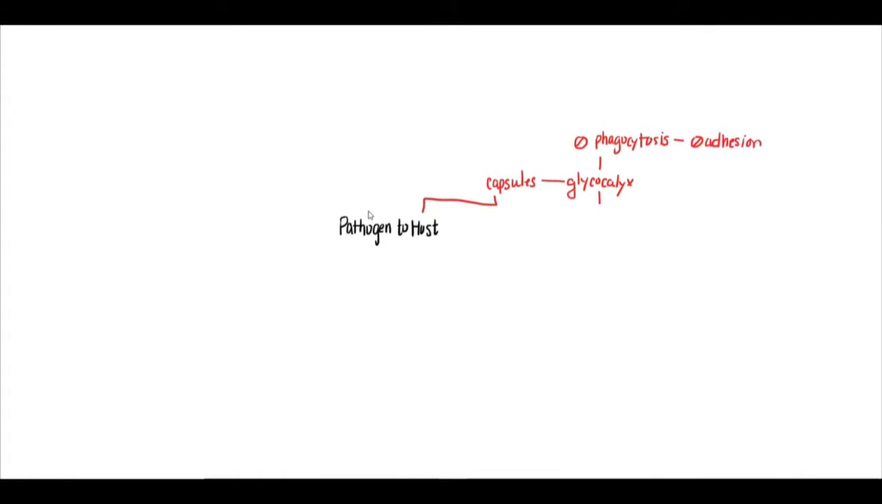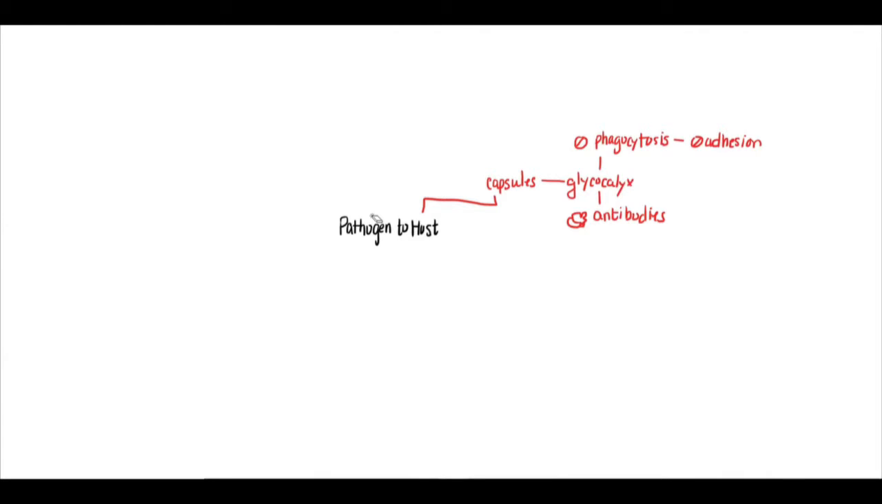Pathogen to host. Capsules are made up of glycocalyx material. This increases their virulence. Phagocytosis will not occur due to the inability of adhesion, but with the help of antibodies, they can attach themselves to the capsule. This will allow phagocytes to attach to the antibodies and engulf the capsule.